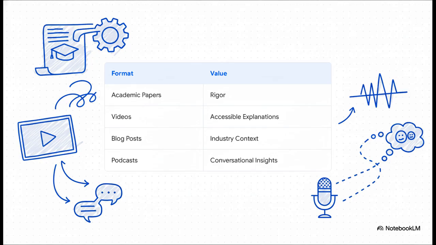Think about it. Academic papers give you that hardcore rigor. A YouTube video can give you a really simple, accessible explanation. A podcast, that gives you conversational insights. When you put them all together, you get this amazing 360-degree view of your topic.